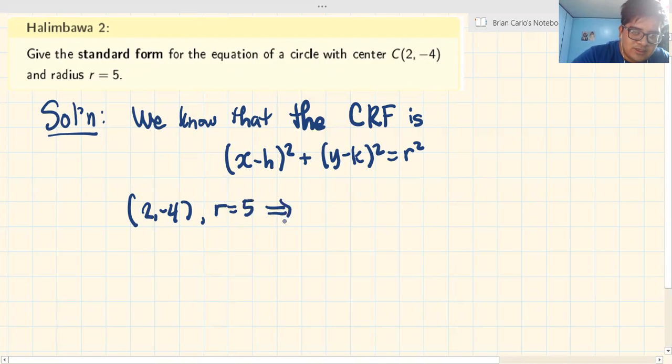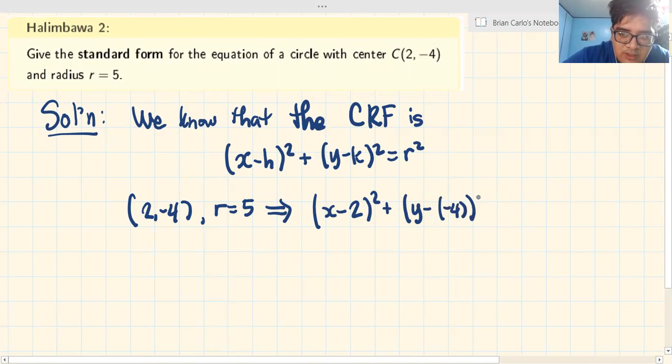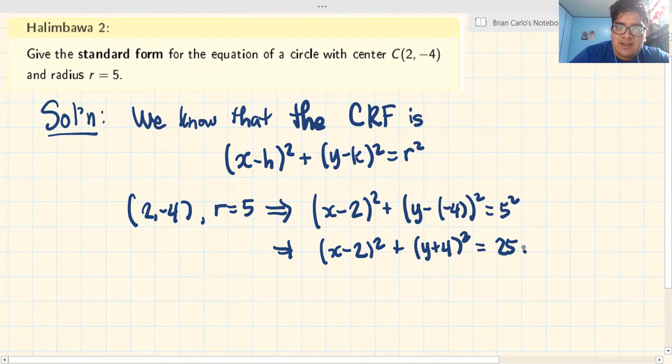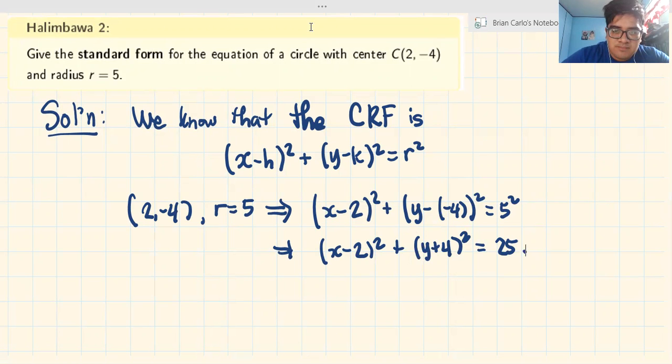This implies that this is (x minus 2) squared plus (y minus negative 4) quantity squared is equal to 5 squared. And this implies that this is (x minus 2) squared plus (y plus 4) quantity squared is equal to 25. And this is the standard form of the circle. Ngayon, paano ano itsura ng graph niya?